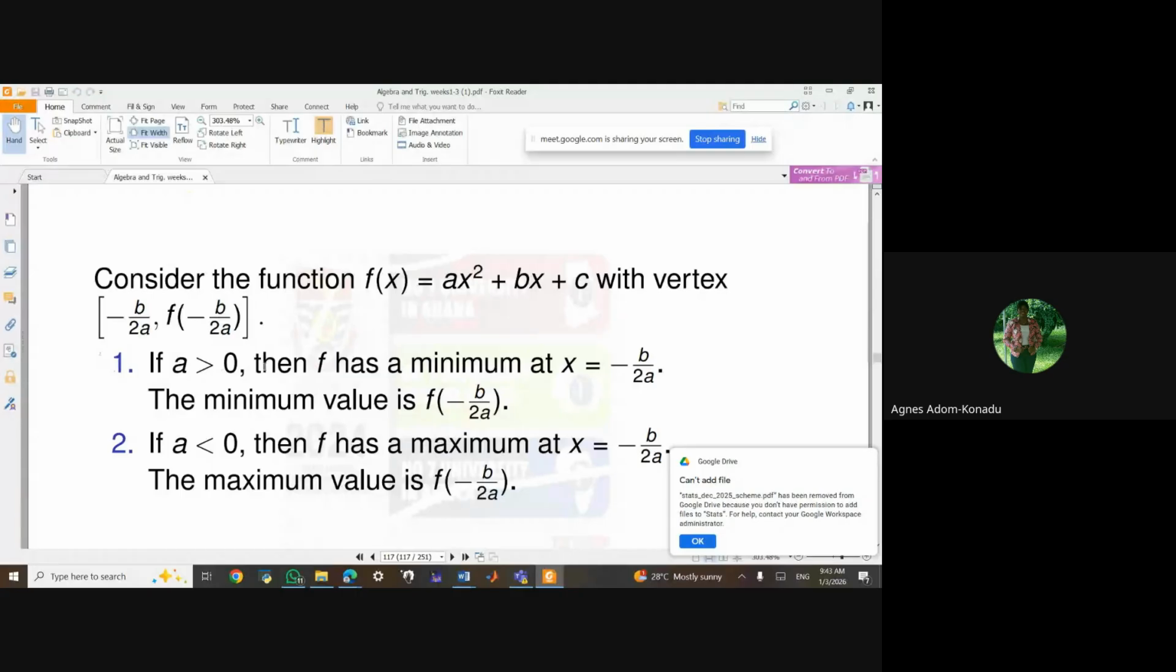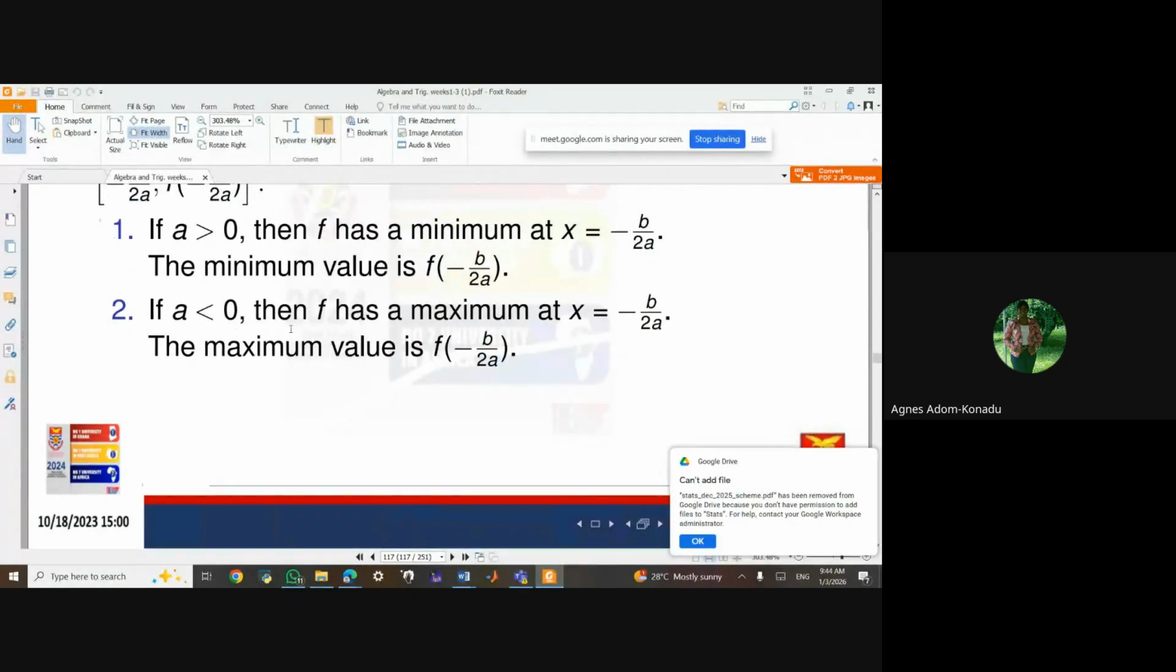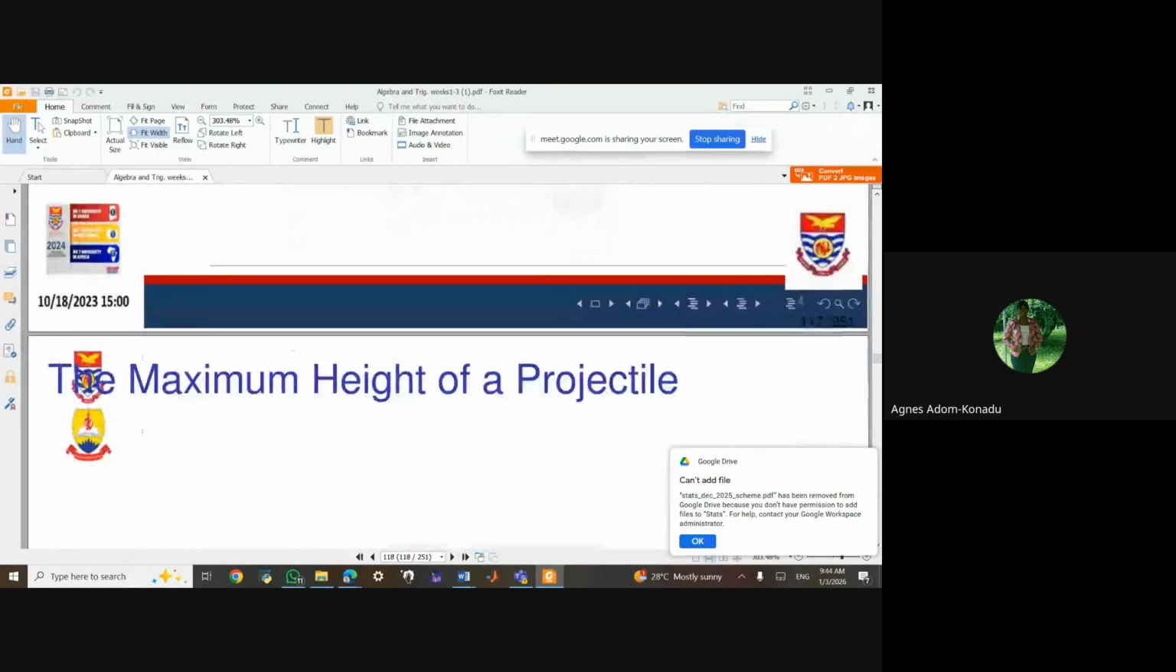If my a is greater than 0, then f has a minimum value at x equal to minus b over 2a, and the minimum value will occur at f of minus b over 2a. Then if my a is less than 0, then f has a maximum value at minus b over 2a, and the maximum value occurs at that point.